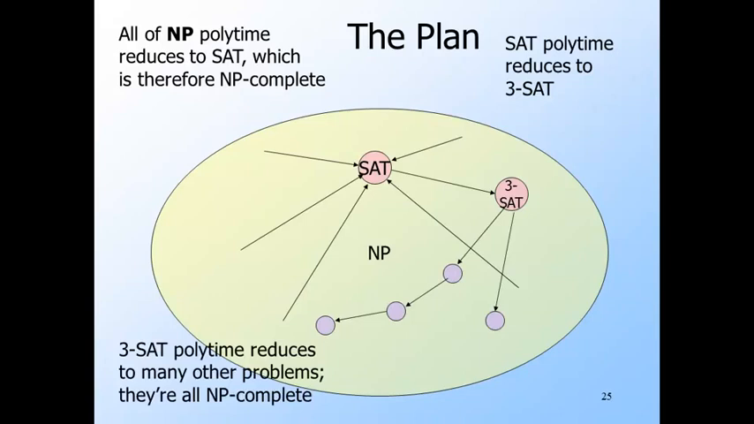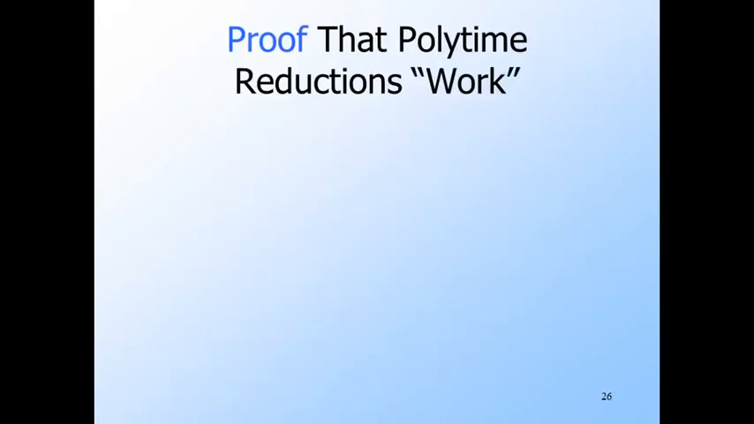Then from 3-SAT we do polytime reductions to many other problems, either directly or indirectly. Each problem we can reach from SAT by a chain of polytime reductions is thus proved NP complete. But before we embark on this quest, let's make sure that polynomial time reductions work in the sense that they let us draw the desired conclusion about all of NP reducing to the target problem.